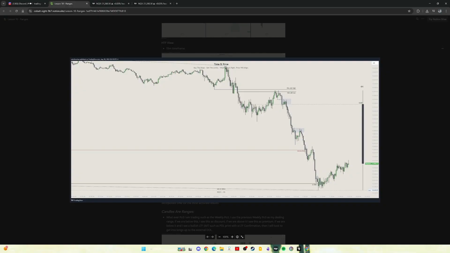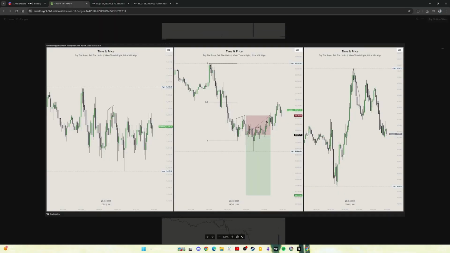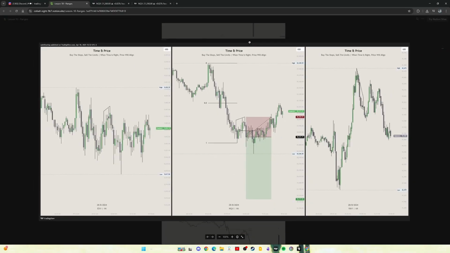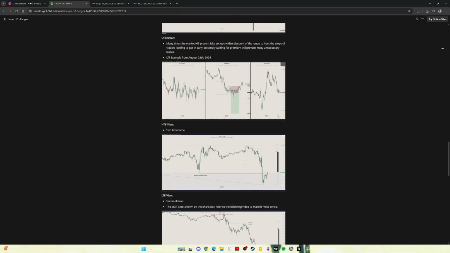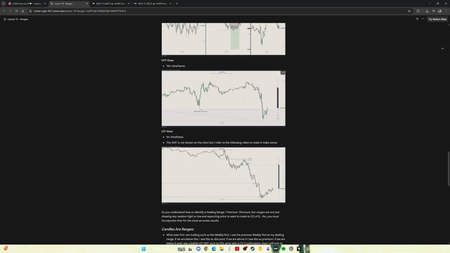Obviously I did not draw out EQ here, but if you reference where this is drawn from, if you were to draw that down to this low, your EQ would be generally around here. And then of course we tap that, and then we form a valid setup. So that is the utilization of the lower time frame.